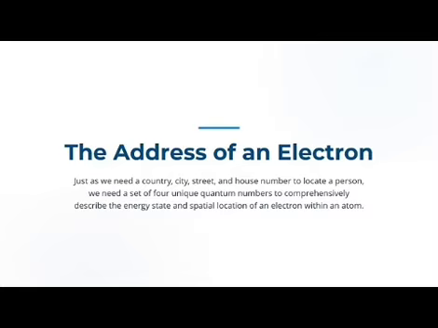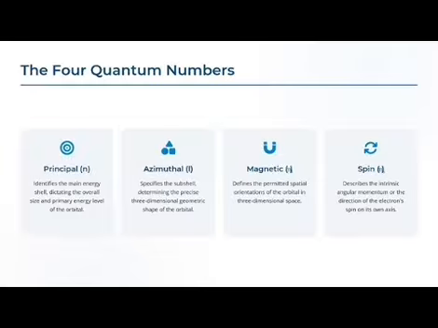So, what are the quantum numbers? These are the set of four such numbers which give us complete address, or we can say complete information about the electron in the structure of atom. Now, what are those four quantum numbers which give us complete information about the electron in the structure of atom?